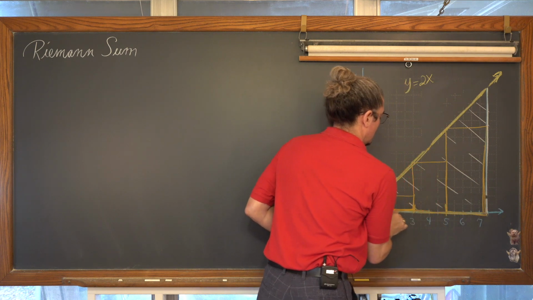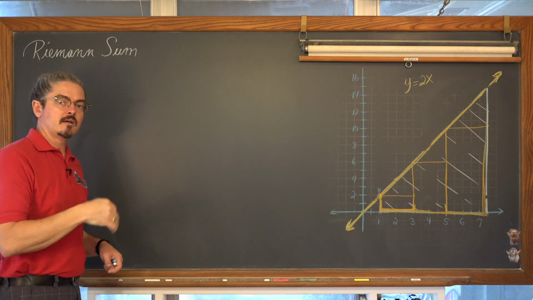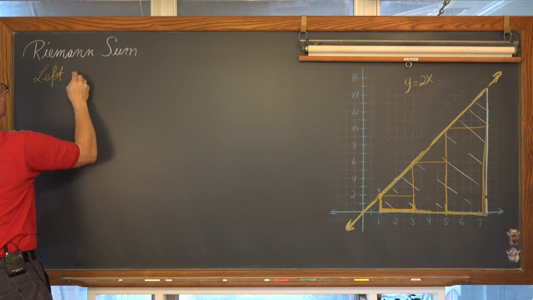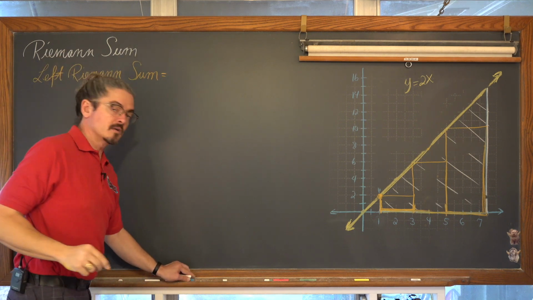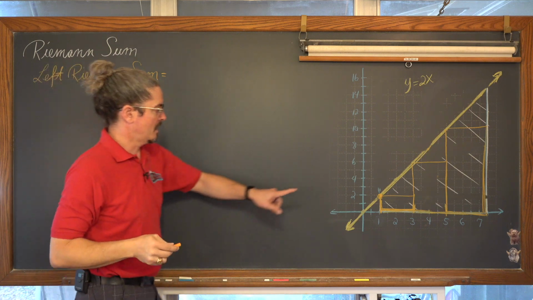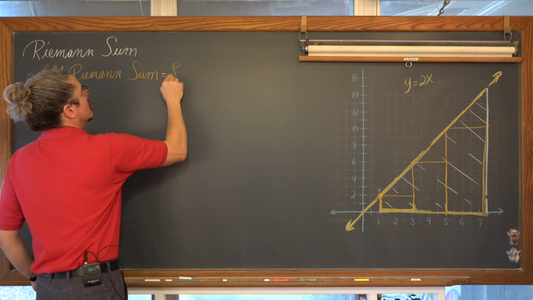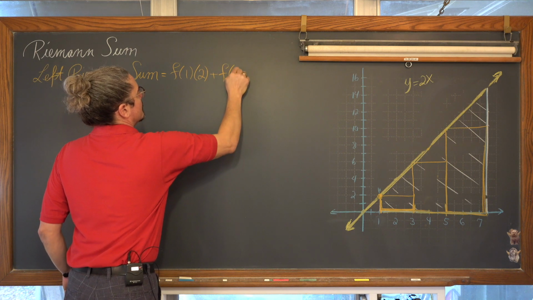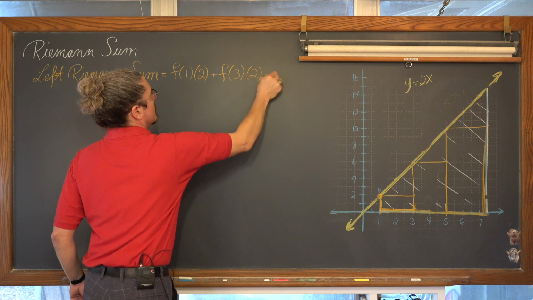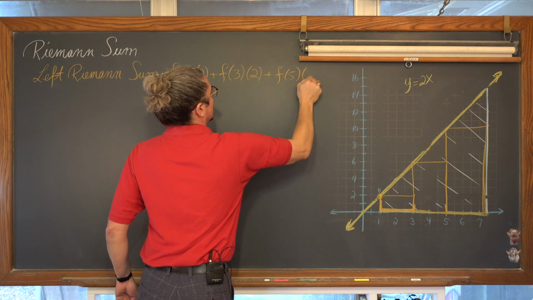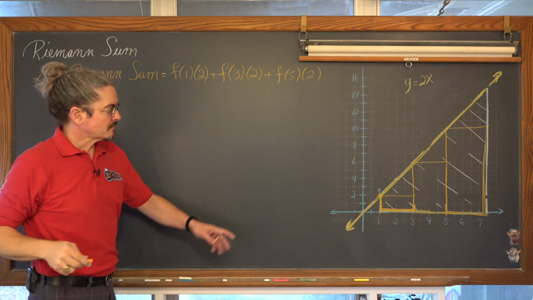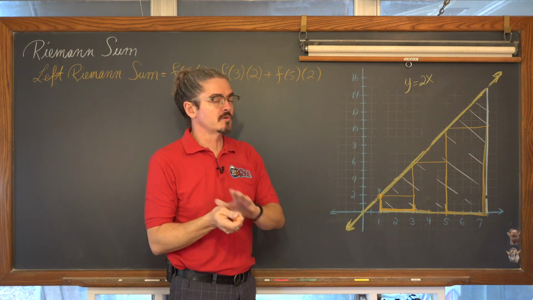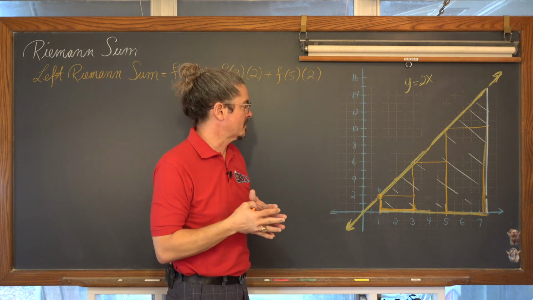So a left Riemann sum with 3 subintervals is going to be equal to f of 1 times that width of 2, plus f of 3 times that width of 2, plus f of 5 times that width of 2. Now I came up with a very easy example, and we are doing the same function, y equals 2x, through all 3 of these ways of evaluating area.